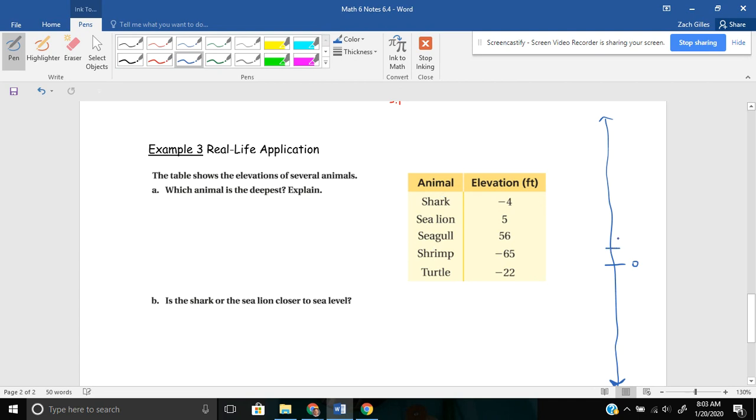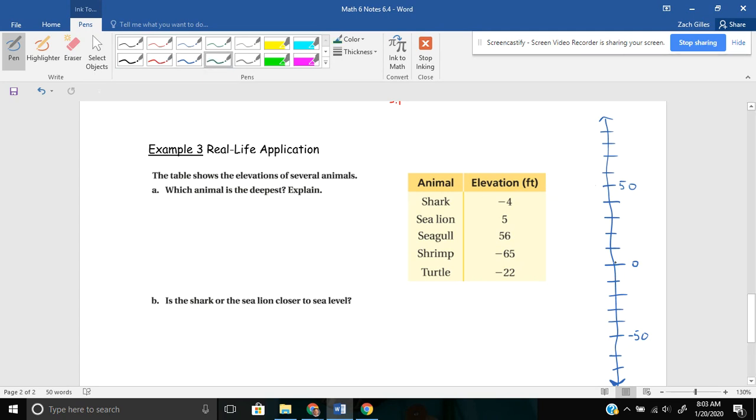So 10, 20, 30, 40, 50, 60, 70, 80. Okay, I don't even have to go that high. -10, -20, -30, -40, -50, -60, -70. All right, going by tens.